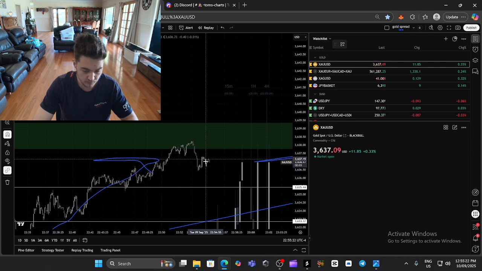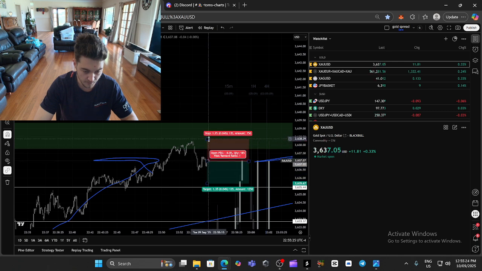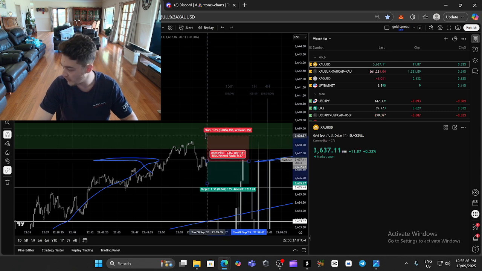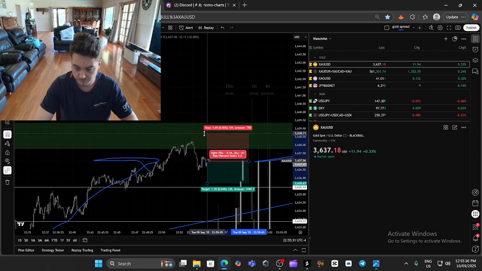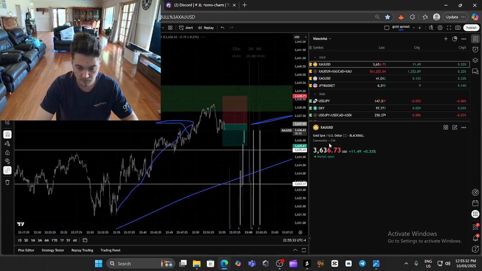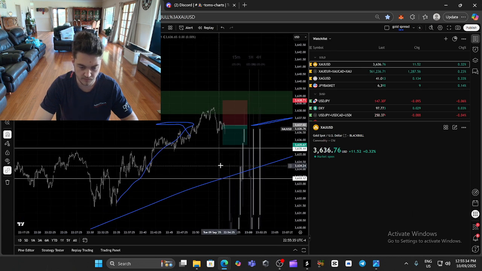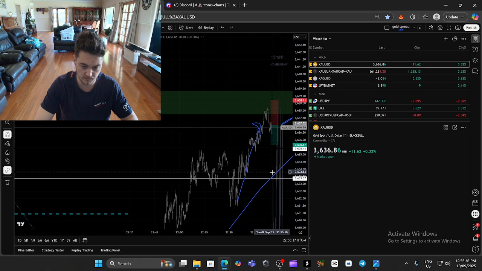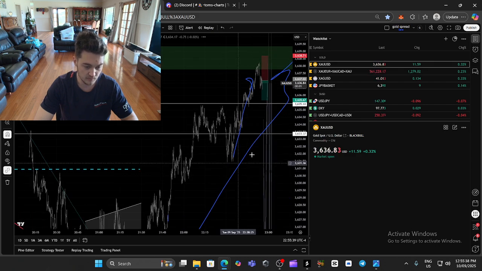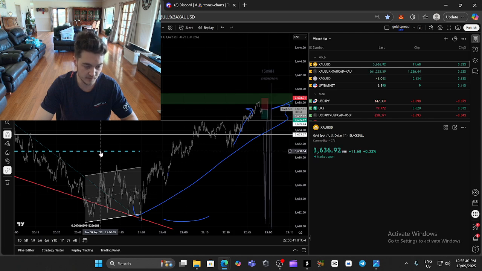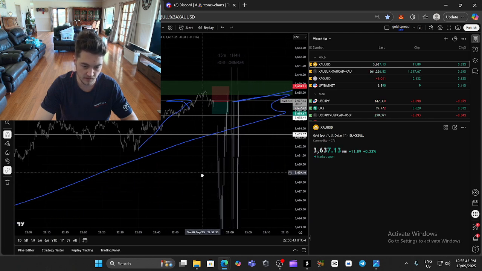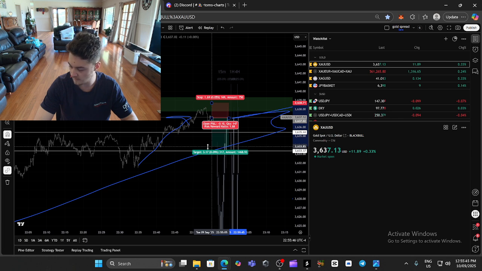So I've shorted just here with the stop loss above the high at 38.7. TP, sorry, is just in between these areas of interest. It's below this 50% pullback zone, so I'm just going to be targeting that area of interest there at 36.34.